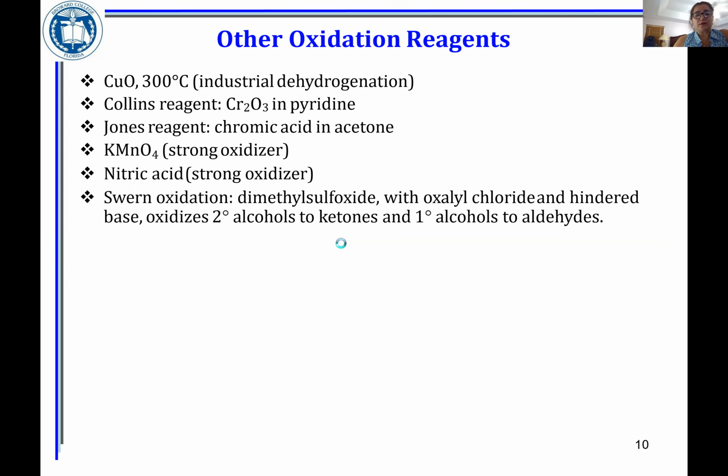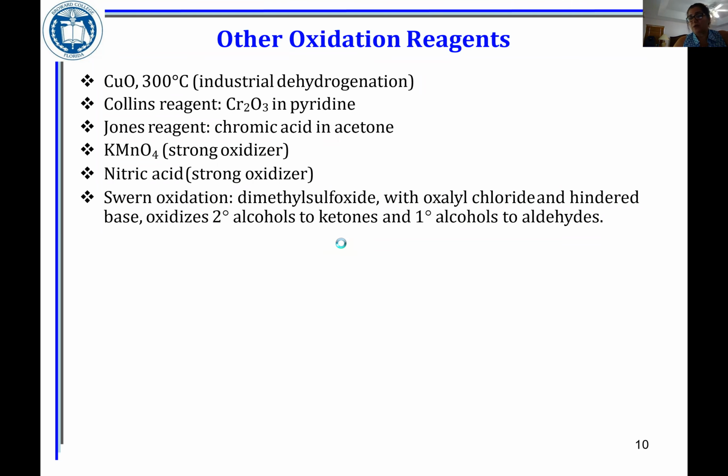This is a list of other reagents, and these are oxidizing agents. The copper oxide at 300 degrees Celsius is dehydrogenation. It means that it removes hydrogens. Collins reagent, chromic trioxide. And then you have your Jones reagent, chromic acid in acetone.